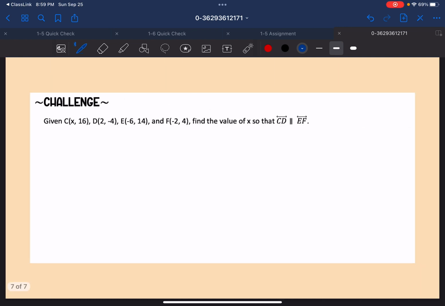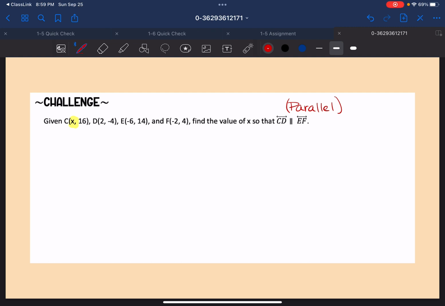So let's now jump to the challenge question. Now, notice in the problem, the reason it's a challenge question is because we were given all the points except for one, and we want to know that they're parallel. So we have to figure out what x is going to be to make line CD and EF parallel, given that same slope. So let's go ahead and make ourselves a note, just to remind ourselves that that symbol right there means parallel.